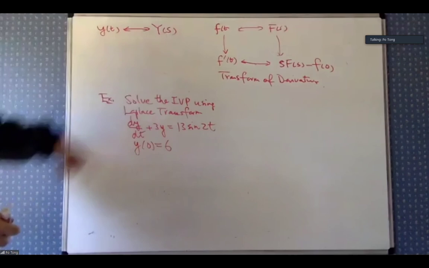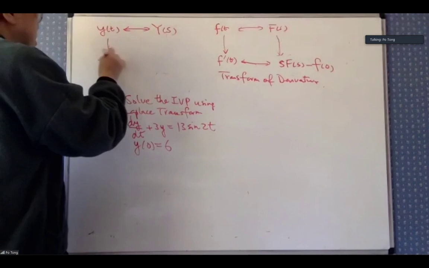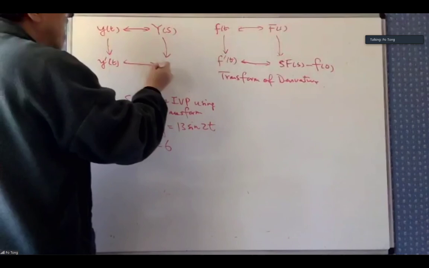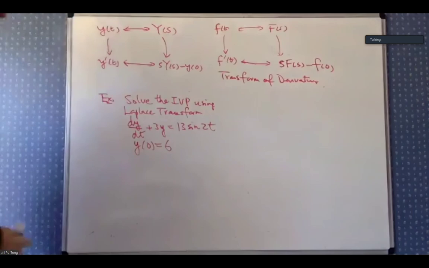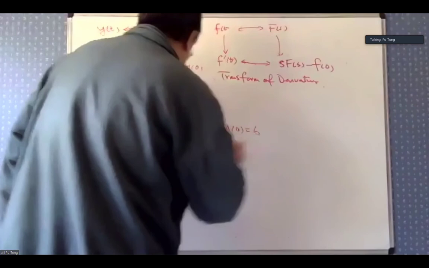So here will be y'(t). The Laplace transform of that is going to be sY(s) minus y(0). Is it okay? So basically what I do, it's like take the Laplace transform on both sides.